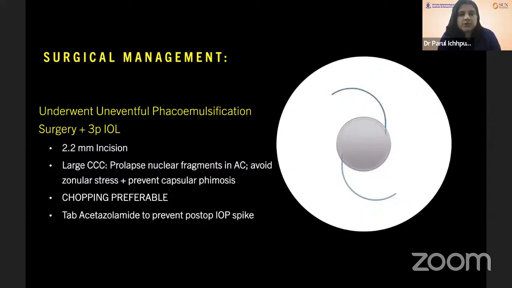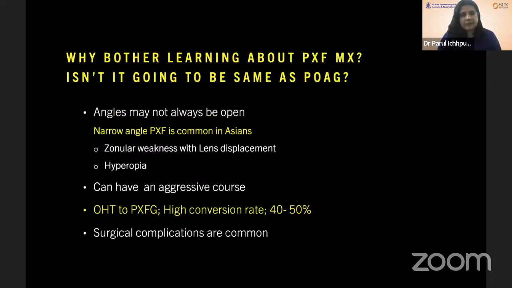It's a good idea to use a small incision size in these cases. So I used a 2.2 millimeter incision, did a large CCC, and prolapsed the nuclear fragment into the anterior chamber because I wanted to avoid zonular stress. In cases with pseudoexfoliation, chopping is a preferable technique. And as a safe option, I had kept a 3-piece IOL in case there was any complication on table. Acetazolamide should be given to these patients to prevent any post-operative IOP spike.